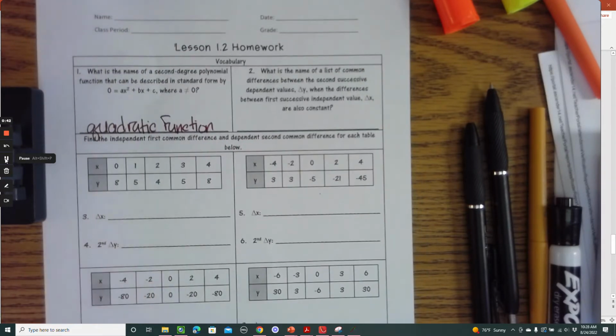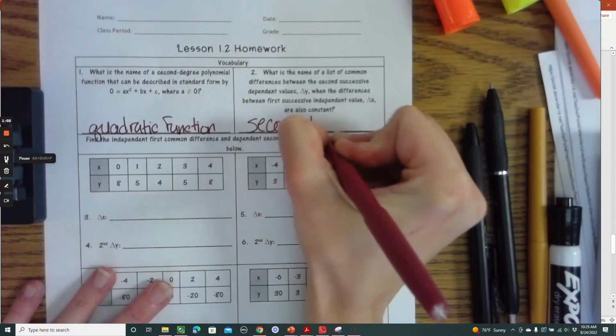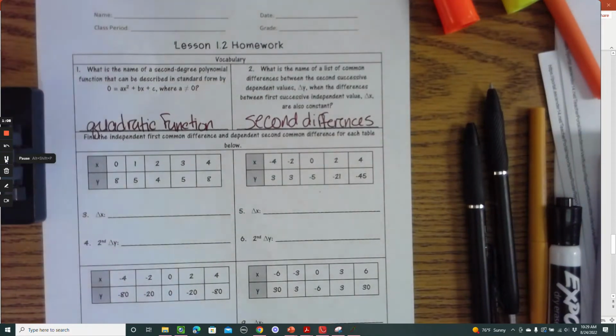Number 2, what is the name of a list of common differences between the second successive dependent values, change in y, when the differences between the first successive independent values, change in x, are also constant? Second differences. Similar game as yesterday, not exactly identical. So change in x is still the same. We still find the change in x.